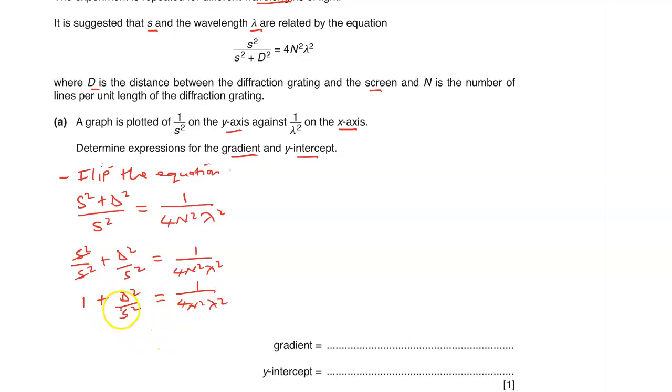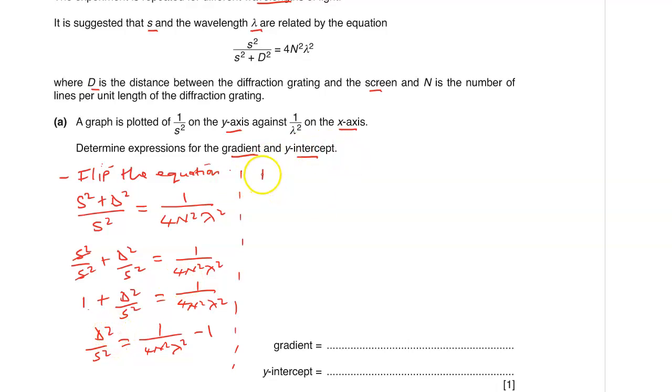Alright, I can take this 1 to the other side. So here I will have d squared upon s squared is equal to this expression, 1 over 4n squared lambda squared, minus 1. Okay, let me bring this here. Then I will divide both sides by d.